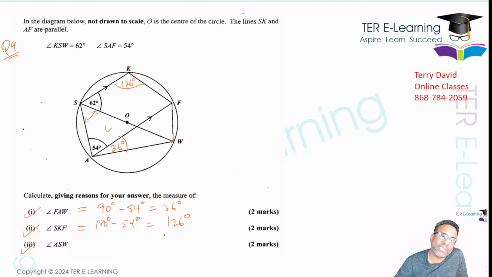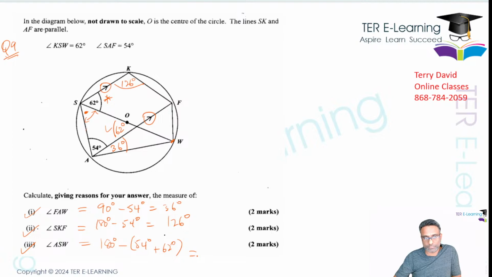All right, okay, so this one won't be too bad. If this angle here is 62, it means that this angle here is also 62 degrees. Those are alternate angles, and I can only say that because this line is parallel to this line here. So if that's 62, then I can work out this angle. This ASW is simply going to be 180 minus, you have to add the 54 plus the 62, and you're going to get 64. So this angle here is going to be 64 degrees.